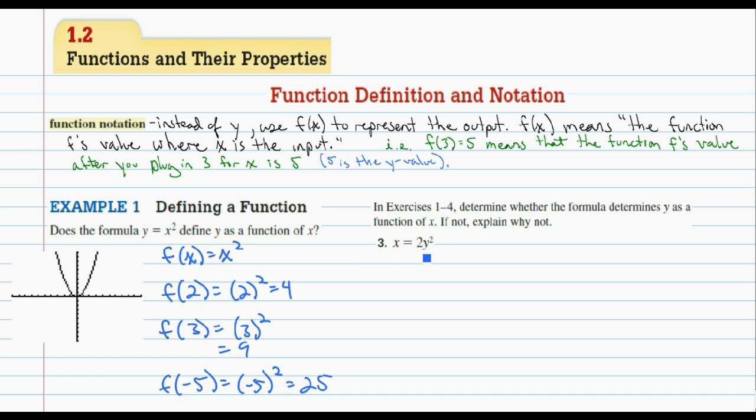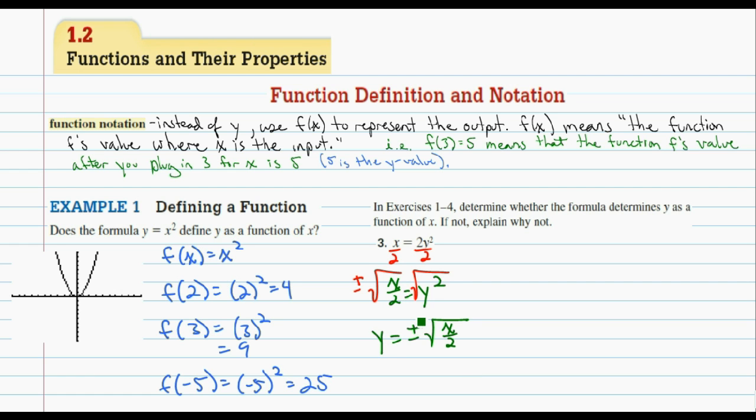which says x equals 2y squared. Well, x is supposed to be our input and y is supposed to be our output. So I'm going to solve for y. First, I'm going to divide both sides by 2. And now I have to take the square root of both sides. When you take the square root of both sides, don't forget the plus or minus out in front. So now I have that y equals plus or minus the square root of x over 2.